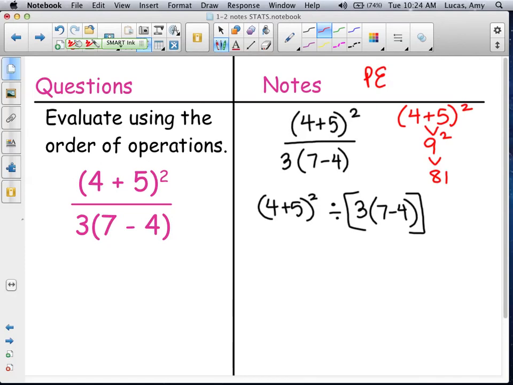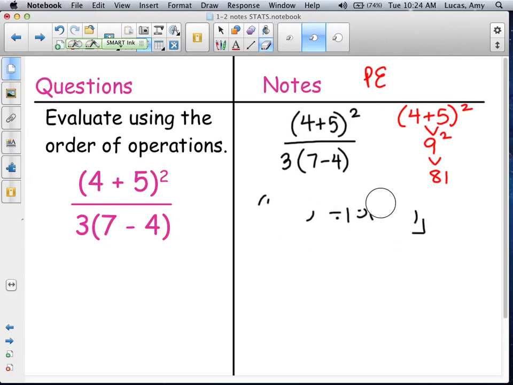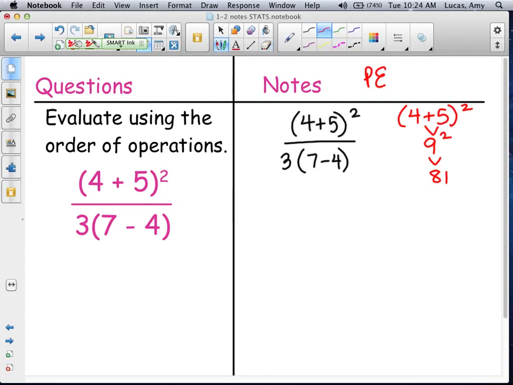Next, I am going to simplify my denominator. So I'm going to get rid of this. So simplifying my denominator, I have parentheses there also. So 7 minus 4 is 3.